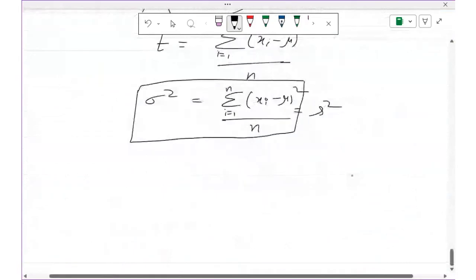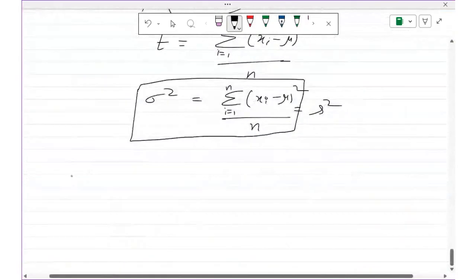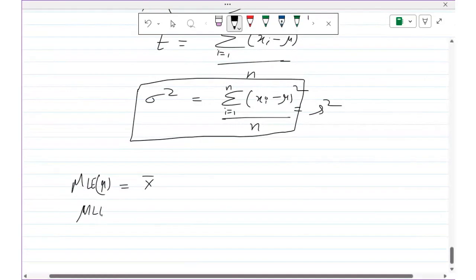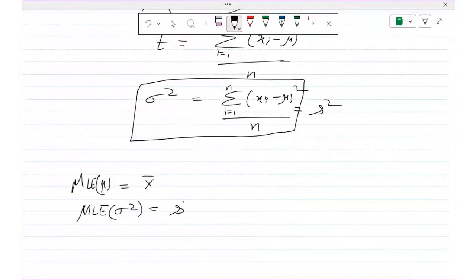Okay. So from here we noticed MLE of mean is the sample mean x bar, and MLE of variance is sample variance small s square. Next question.